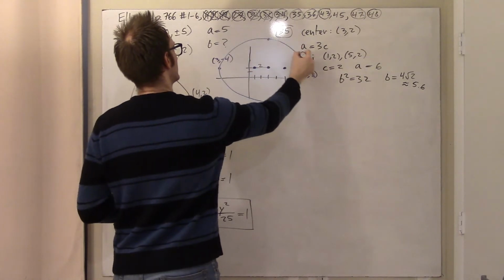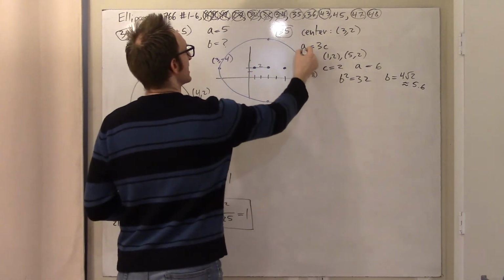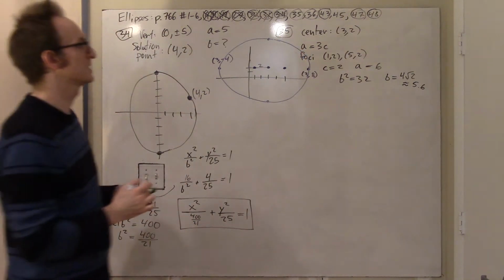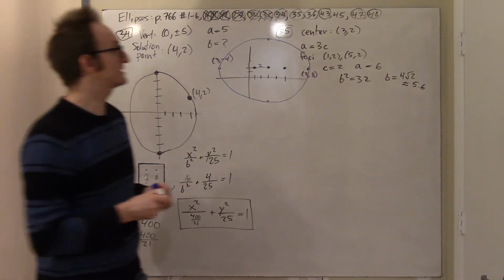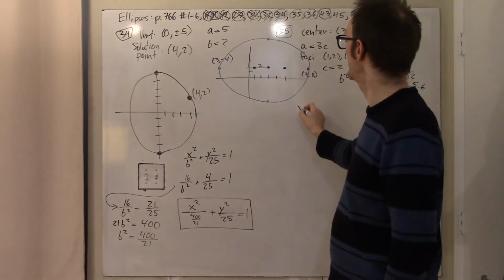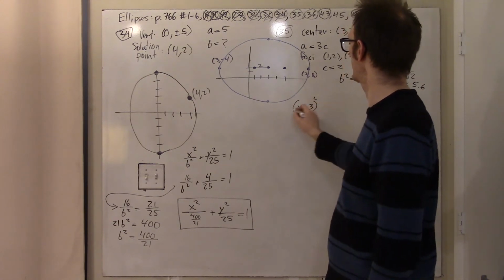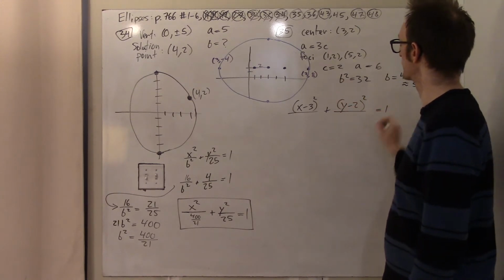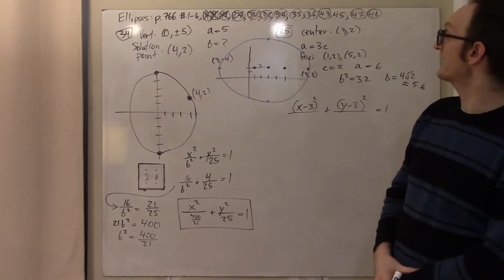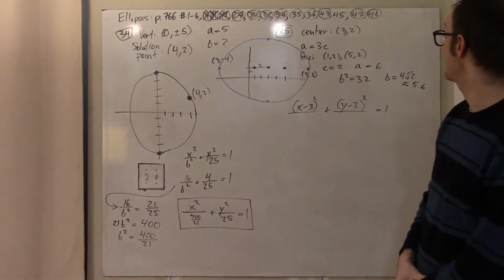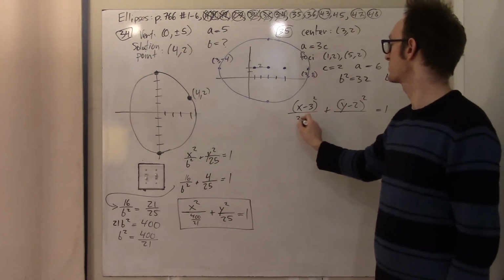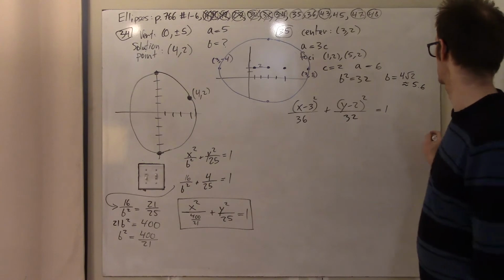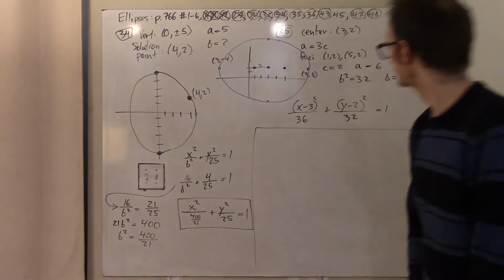enough for me to graph this thing, and I do think it's worth sort of taking it out there to the end. So what is the equation then of this thing? Well, it's going to be x minus 3 squared over something plus y minus 2 squared over something equals 1. And I'm being stretched out in the x direction by a factor of 6. So that's 36. And this we said was 32. So that's the answer there. Okay, good.